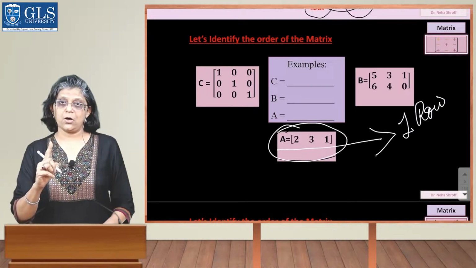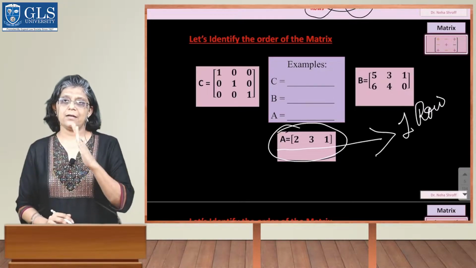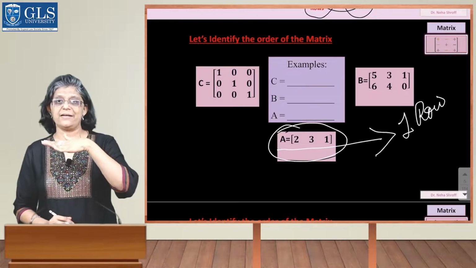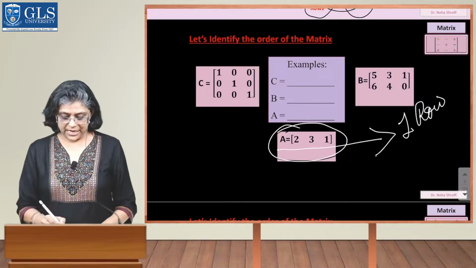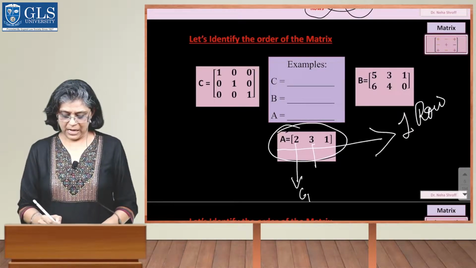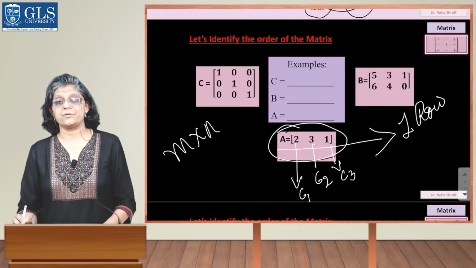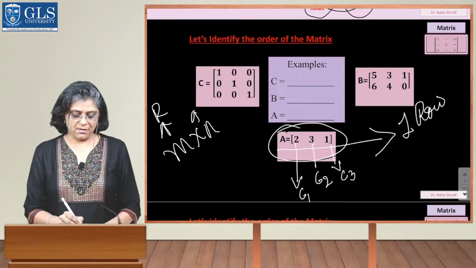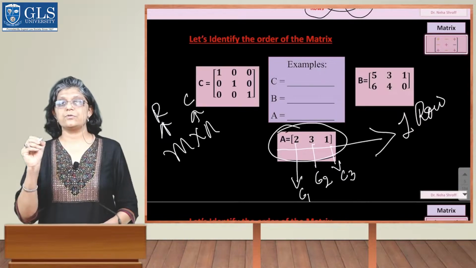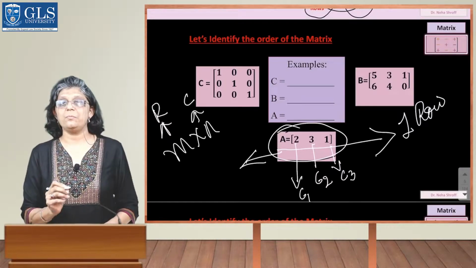And how many columns? A column means a straight vertical line. A row means a horizontal line. That is, one column is C1, another column C2, another column C3. So I should know the order of the matrix. I can say that m represents rows and n represents columns, that is, the number of rows and number of columns. For A, what will the order of the matrix be, students?